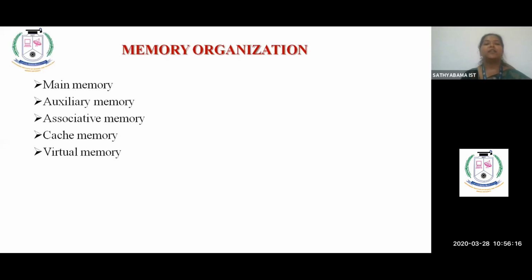Now let's get into the next topic, which is memory organization. How do you organize the memory? It is organized into 5 different types. The first one is main memory, the second is auxiliary memory, the third is associative memory, the fourth is cache memory, and the last one is virtual memory. Let's see each one in detail.